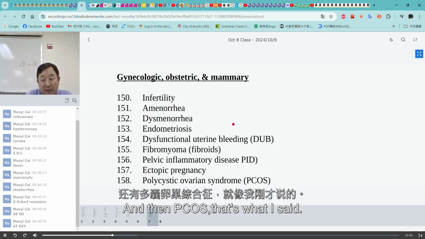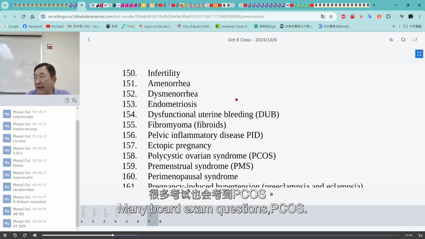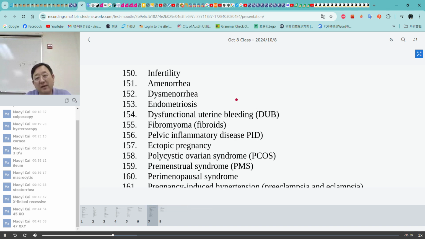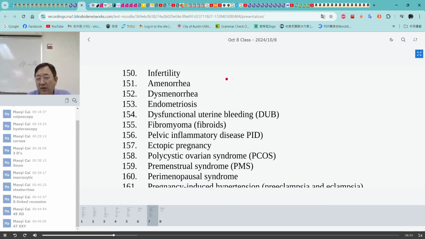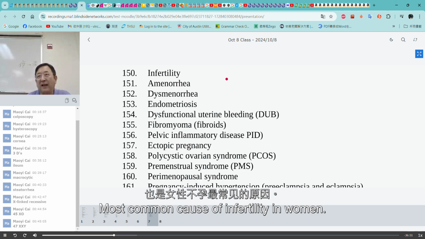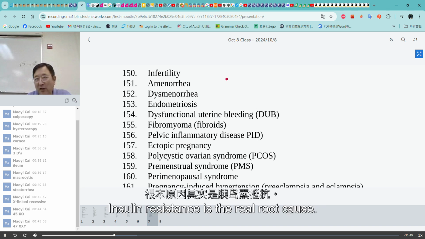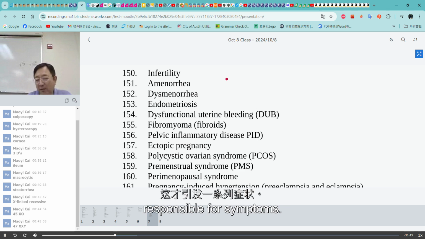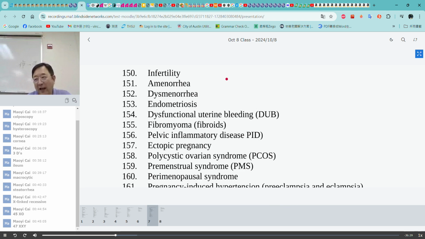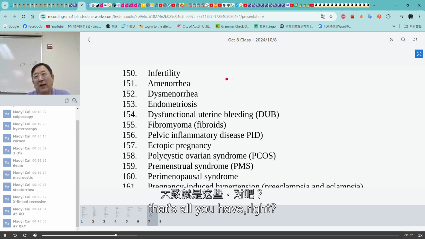And then PCOS, that's what I said. Many board exam questions cover PCOS. This one, definitely you have to focus on. It's the most common endocrine disease in women and the most common cause of infertility in women. Insulin resistance is the real root cause. Excessive testosterone is responsible for symptoms. And no ovulation is related to infertility. That's all we have.